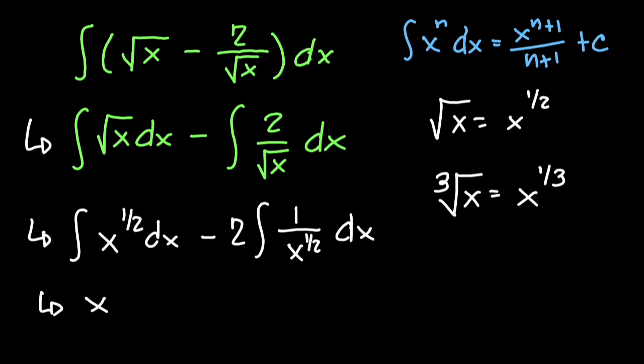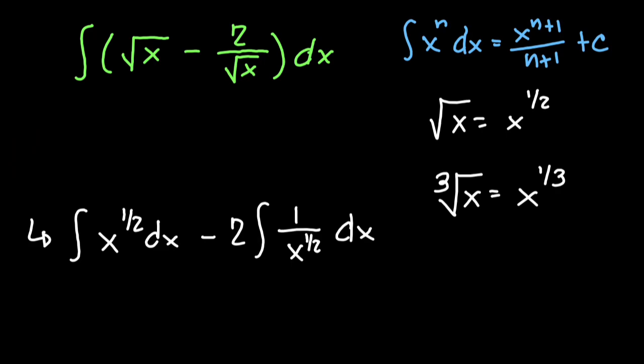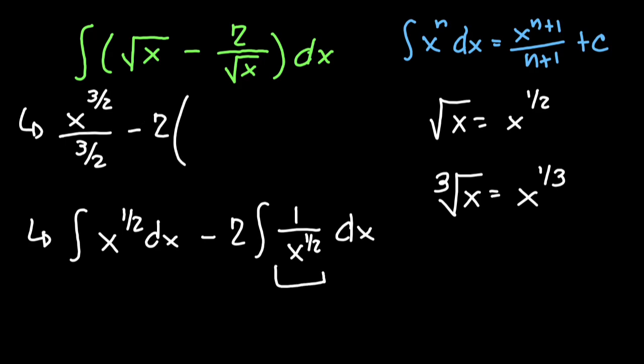Wait, let me just put it in here. So the integral of x to the power of 1/2 would be equal to x to the power of 1/2 plus 1, which is 3 over 2, over 3/2, minus 2, and let's multiply this.